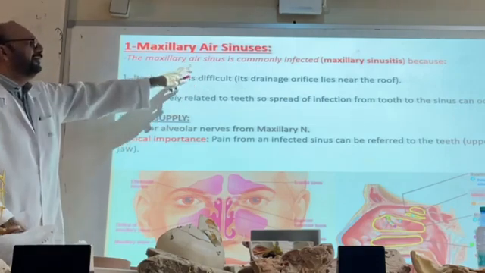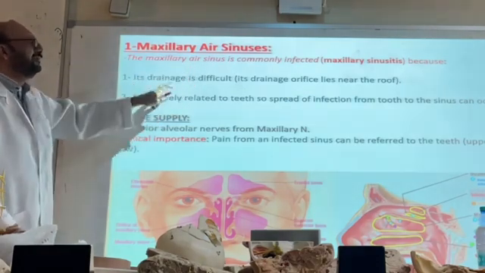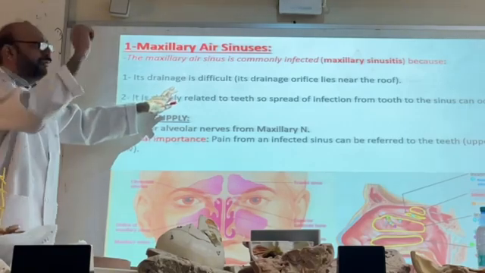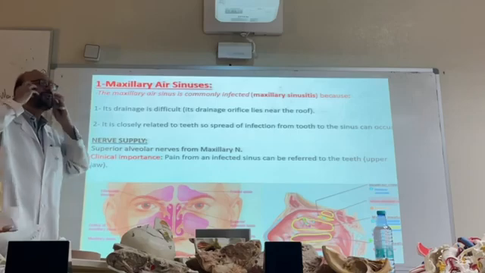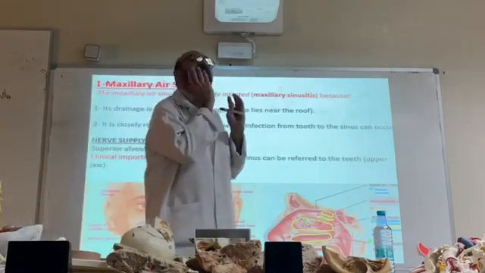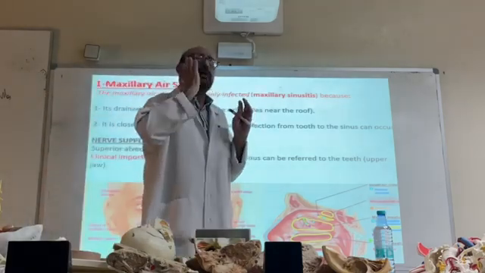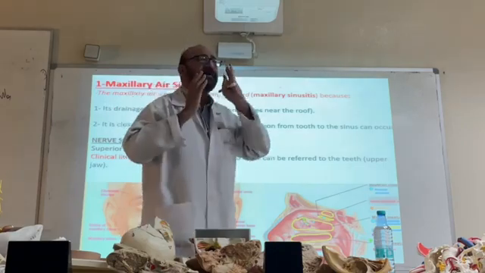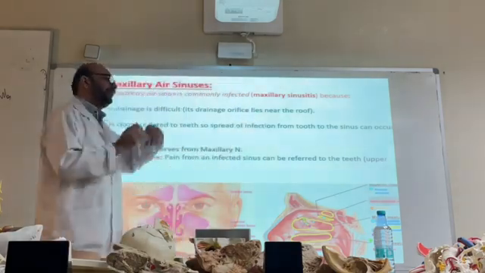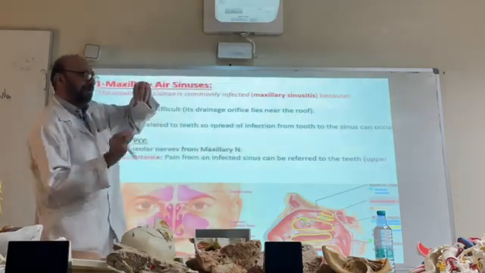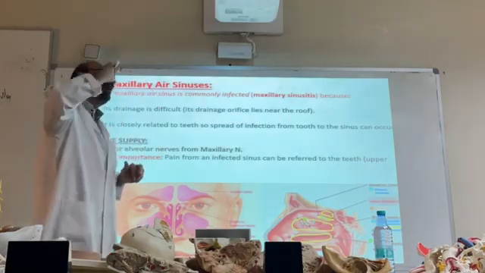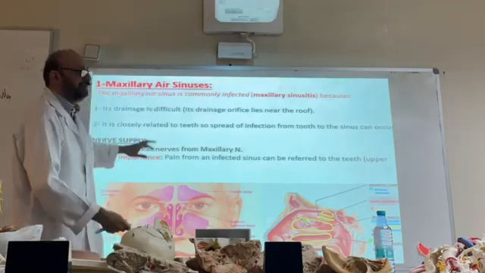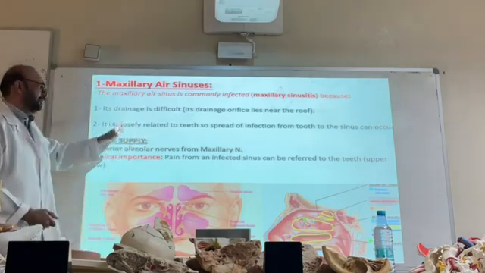Maxillary sinusitis is common because, number one, its drainage is difficult since the opening is near the roof, and it is closely related to the teeth. Here is my maxillary sinus. Here are my maxillary teeth, here and here. They have sockets in the maxilla, and a tooth is inserted. So if the root of the tooth is involved in any inflammation, it can give a sympathetic inflammation in the sinus. So these are the two reasons.